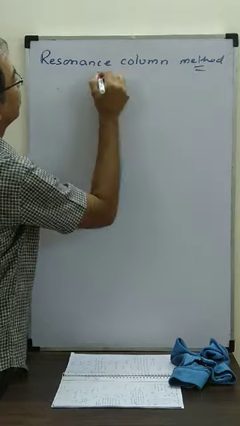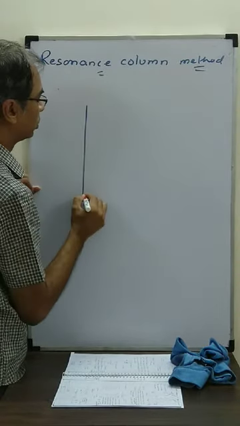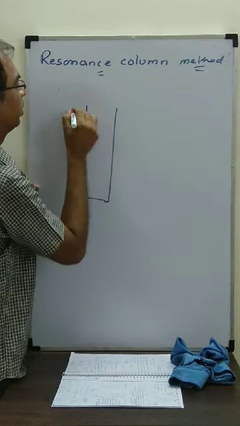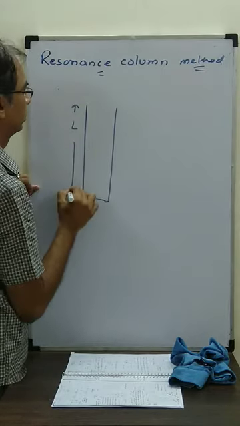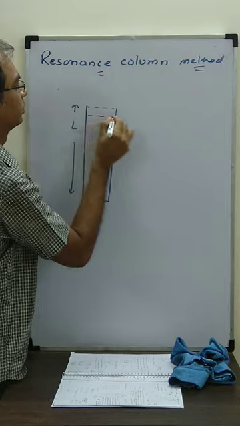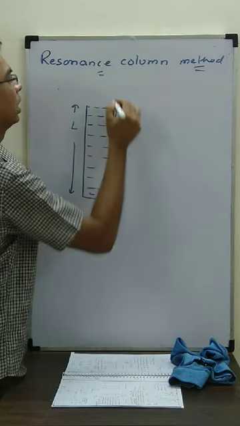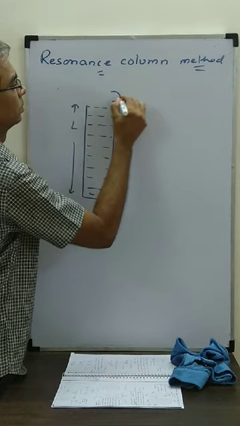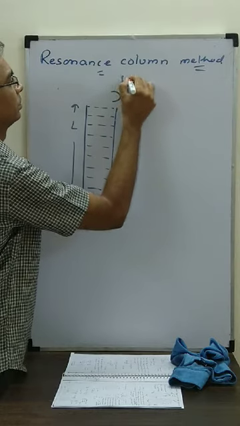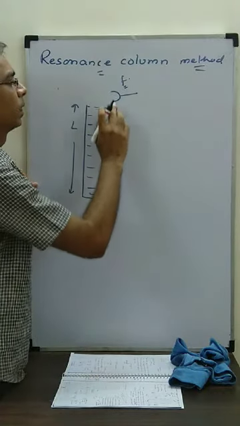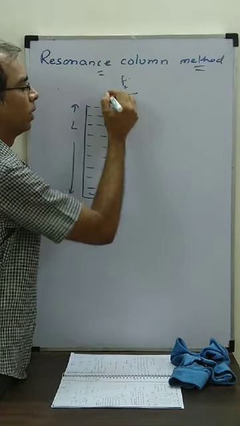Okay, now in this one what are we taking? We are taking one closed organ pipe of some length L, and we are filling it with water. And we are taking one tuning fork of a certain frequency. Now this tuning fork we are going to vibrate.